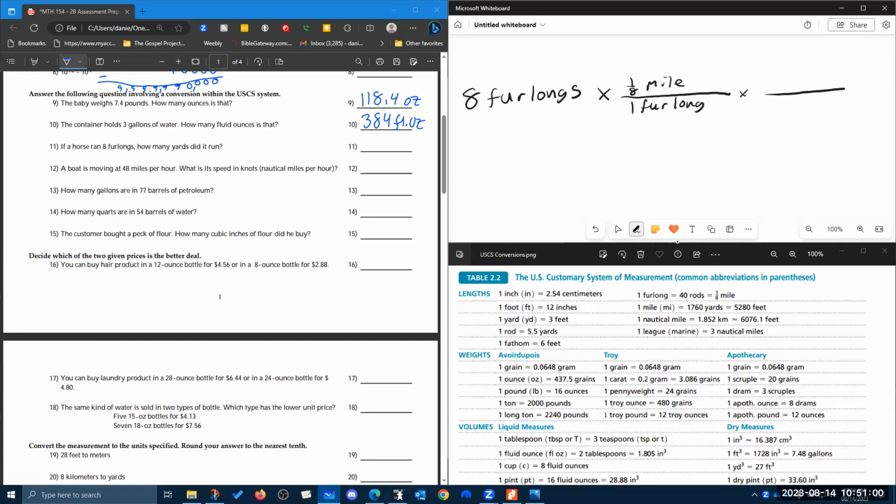So 1 mile is 1,760 yards. This one's nice because the 8 and the 1/8 cancel each other. Miles cancel. And I'm left with 1,760 yards.